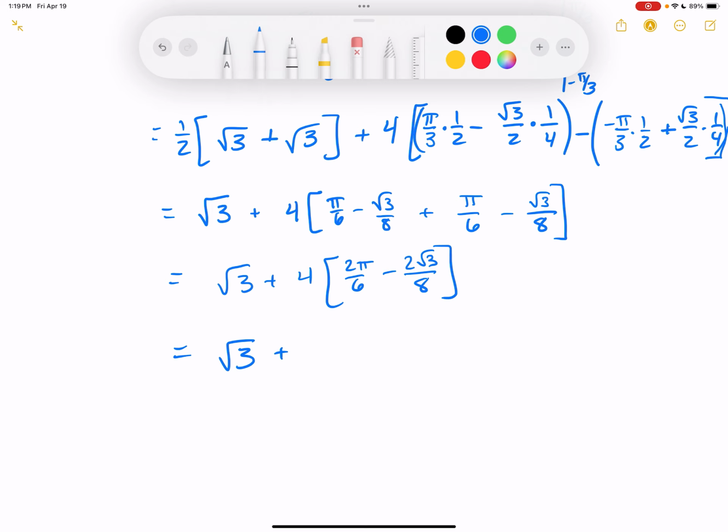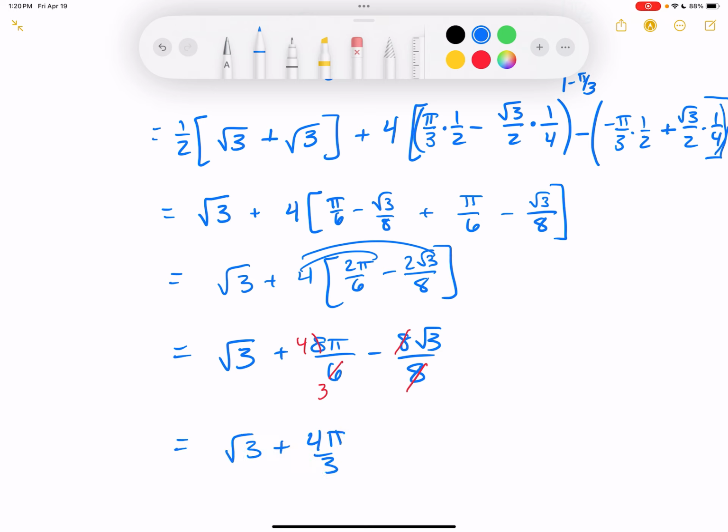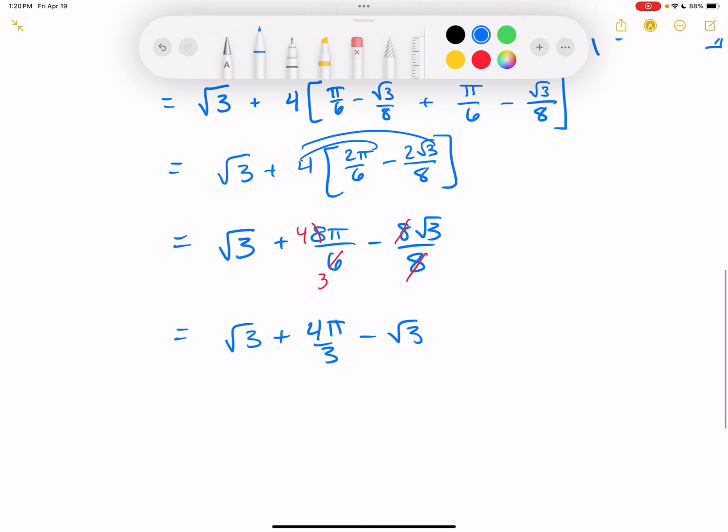Okay, so this is just distribute first. So 8 pi over 6. I know it's going to reduce, don't worry. Minus 8 root 3 over 8. It'll just make your life easier to do it this way. So then I can simplify. 8 and 8 go away. Over here, 6 and 8, that becomes 3, that becomes 4. So now I've got root 3 minus root 3, which ends with 4 pi over 3.